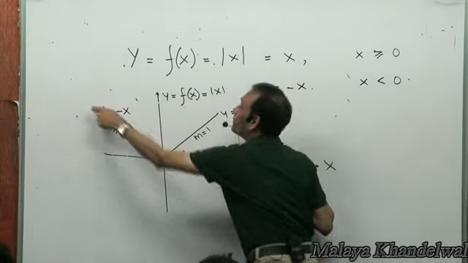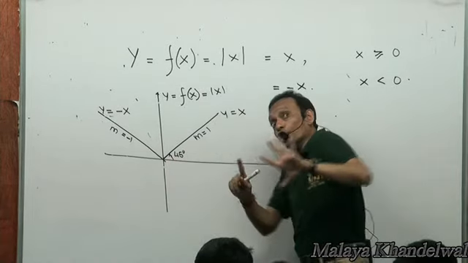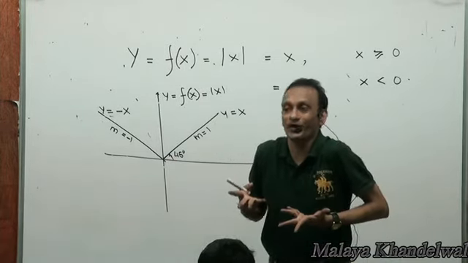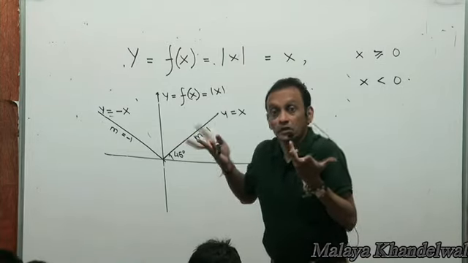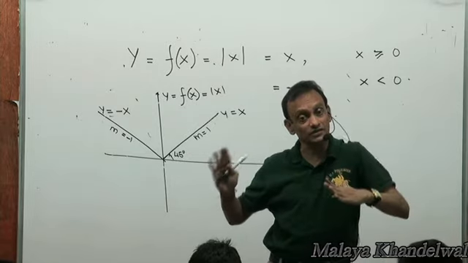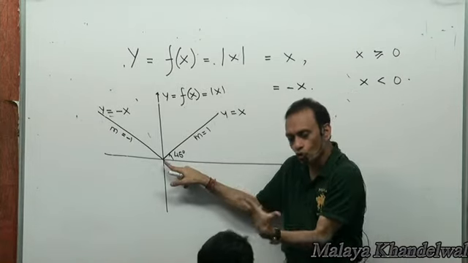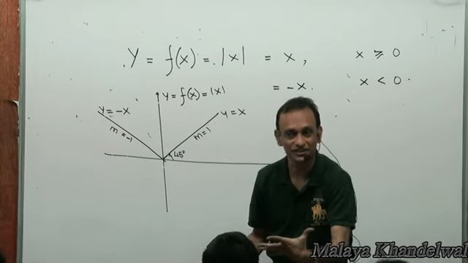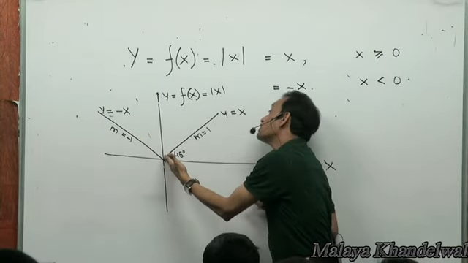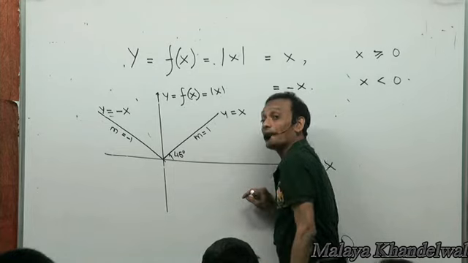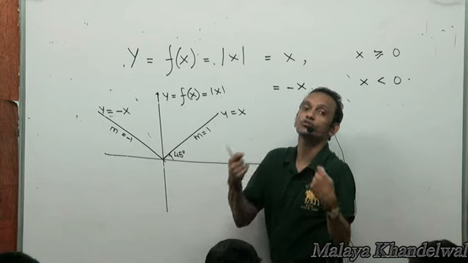These two lines are perpendicular to each other. At x equal to 0, there is a behavioral change in mod x. We'll analyze this behavioral change mathematically, but as of now, pictorially, you can see that at x equal to 0, there is a sudden change in character. To the left of 0, it was going like y equal to minus x, and from 0 onwards, it went like y equal to x. So there was a change of character at x equal to 0. Yes or no?